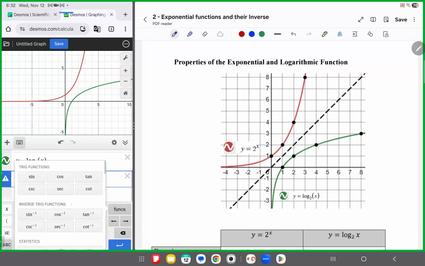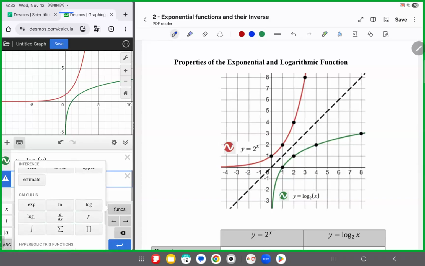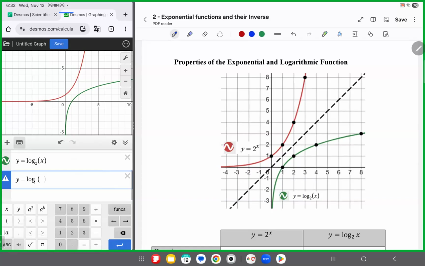To be clear, how I got there: I typed in y is equal to, then I clicked on functions, and I had to scroll quite far down to the calculus portion, and I'm looking for this log base a button. So this is log base 2 of x, like so. And so we can end up getting that curve.